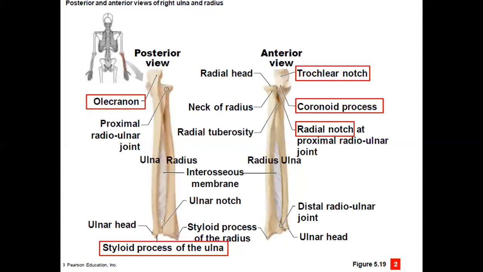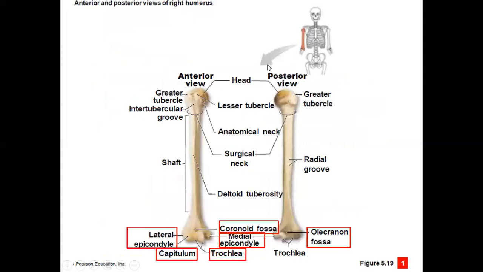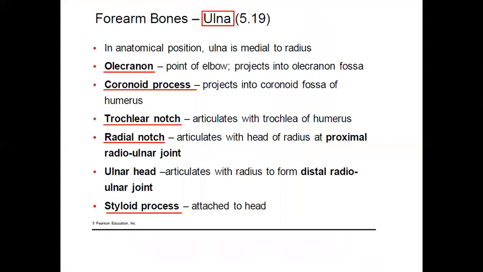When your elbow flexes and extends, this C shape is what glides along this trochlea. So think about that C shape cupping around the trochlea and allowing you to bend and extend your elbow. So that's the olecranon process. The trochlear notch is basically that C. So remember, the trochlea is the condyle on the humerus where the ulna articulates.